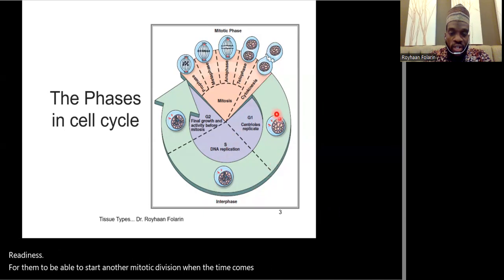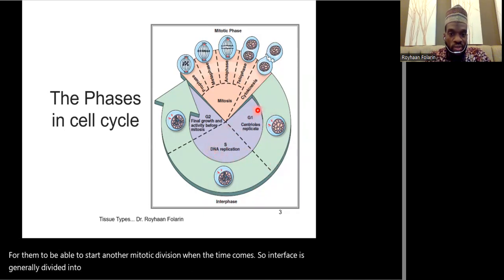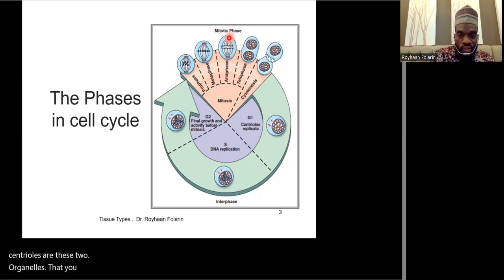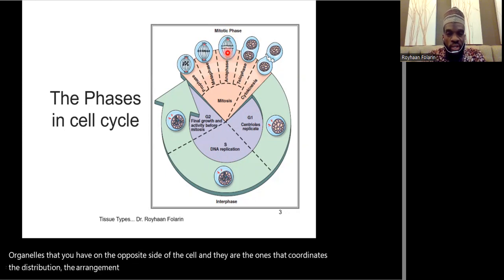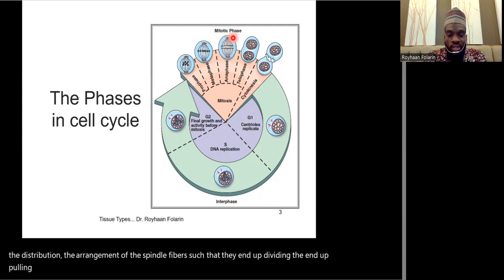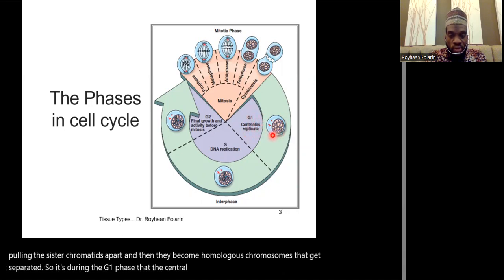So interphase is generally divided into three phases. The first is the G1, during which the centrioles replicate. The centrioles are these two organelles that you have on the opposite side of the cell, and they are the ones that coordinate the arrangement of the spindle fibers, such that they end up pulling sister chromatids apart, and then they become homologous chromosomes that get separated. So it's during the G1 phase that the centrioles get replicated.